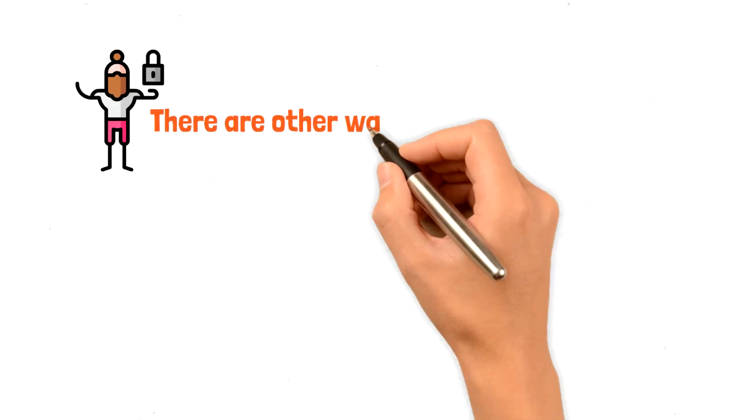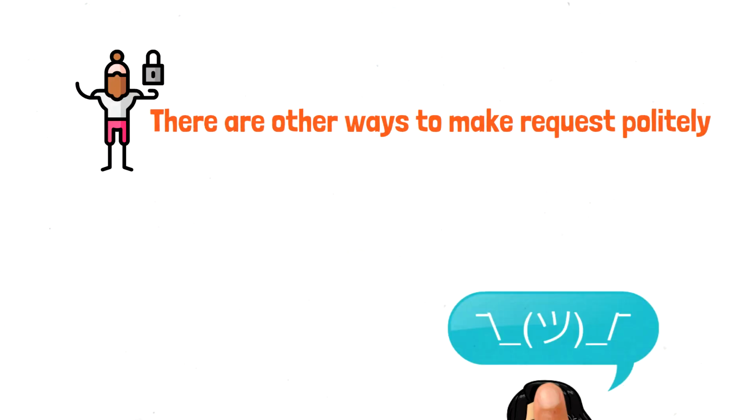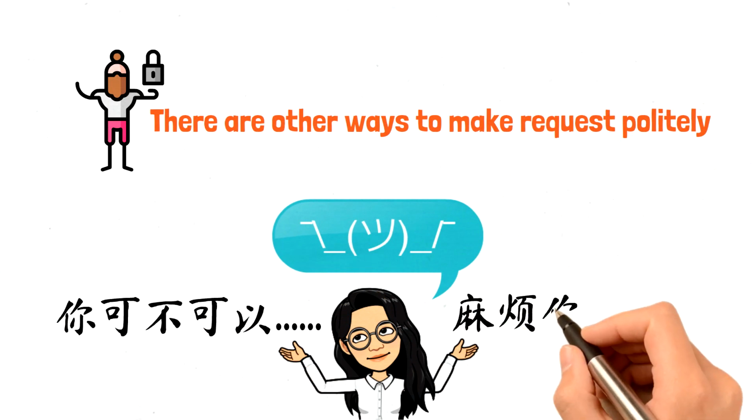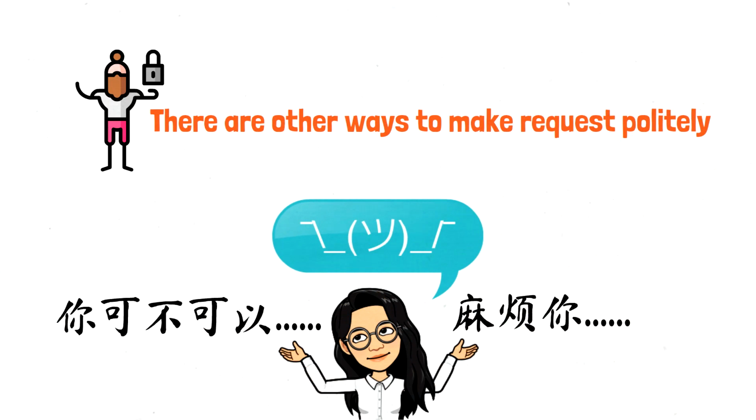There are other ways to make requests politely, but I only focus to explain these 2. 你可不可以 and 麻烦你 because these 2 are the ones we use more often.